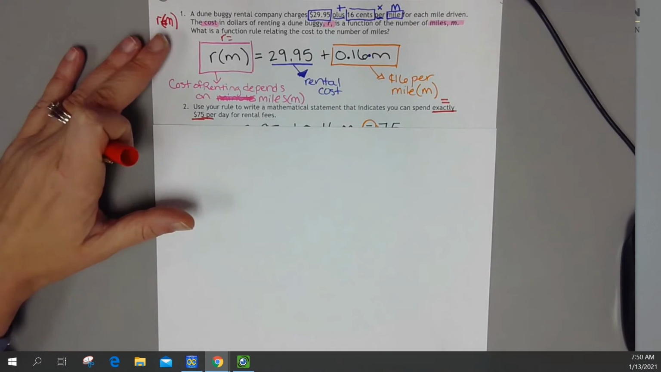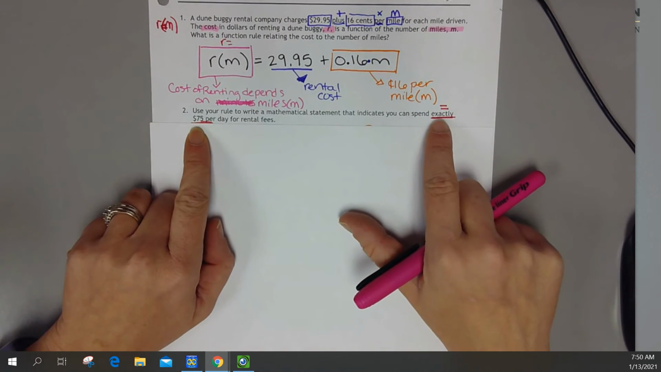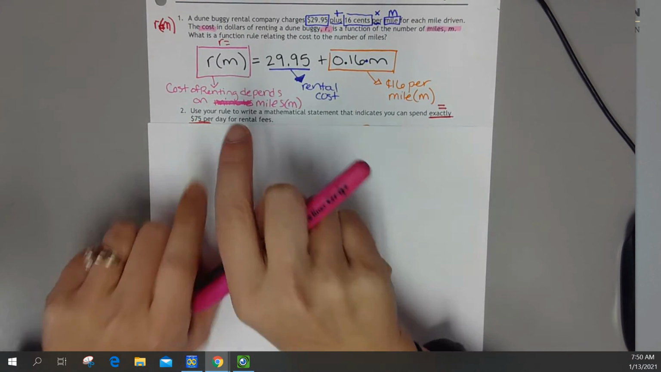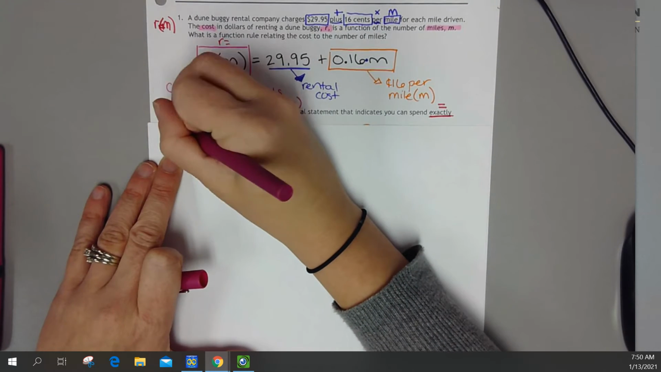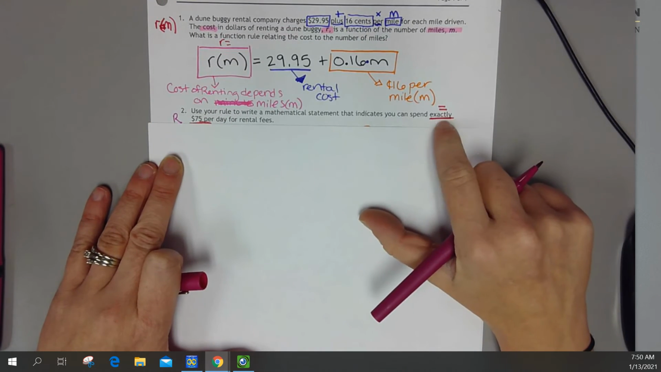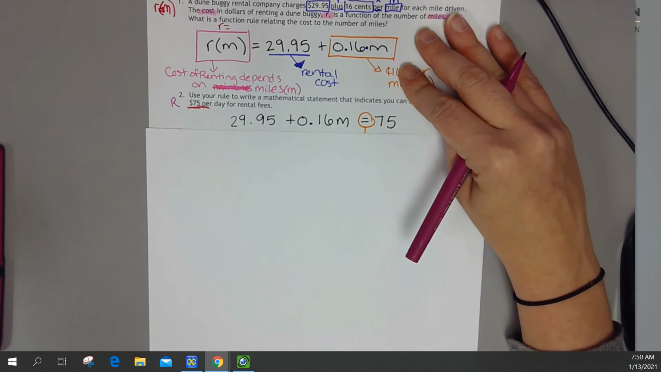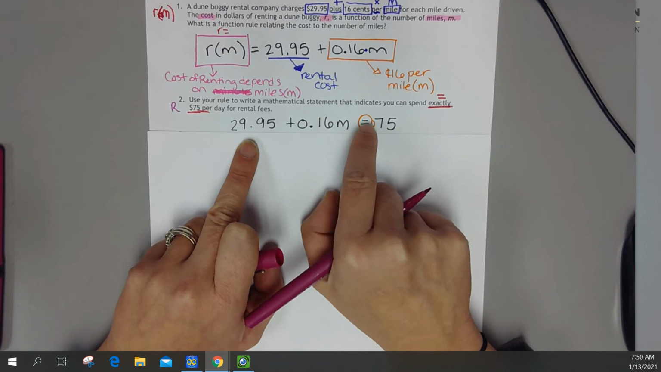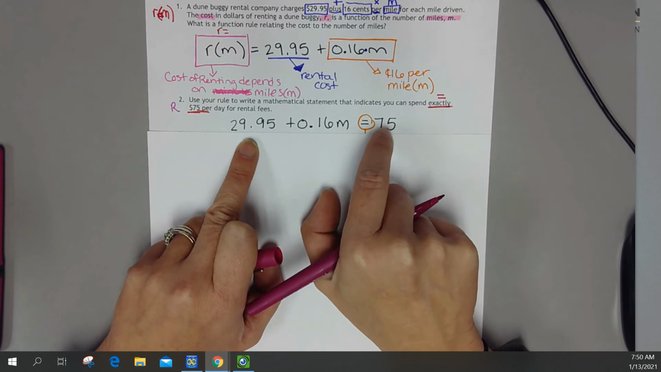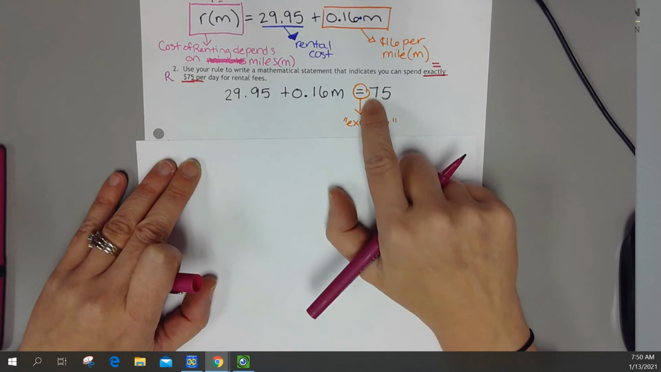Number 2, they want us to use the rule that we created up here to write a mathematical statement that says that we can spend exactly $75 a day, meaning that that's $75 a day, guys. That is our cost. That's our R. And exactly, that means equals. We can't spend a penny more. We can't spend a penny less. So what I came up here with is our rule, $29.95 plus 16 cents per mile has to equal exactly $75. Guys, whenever you see either the word exactly or equal, they mean the same thing.